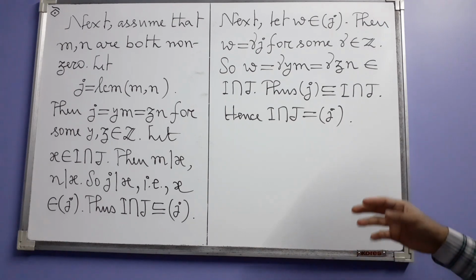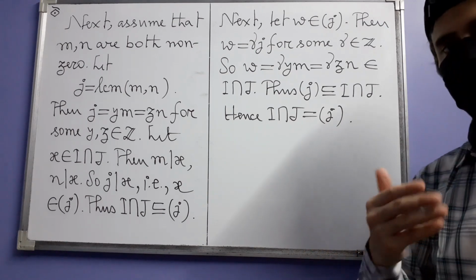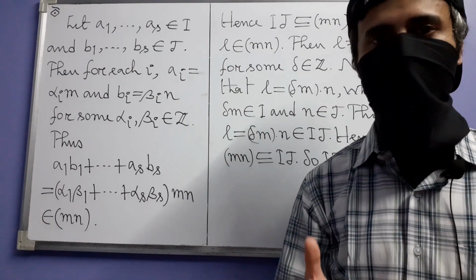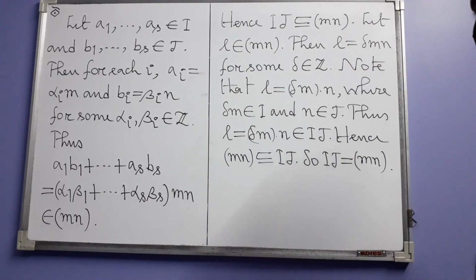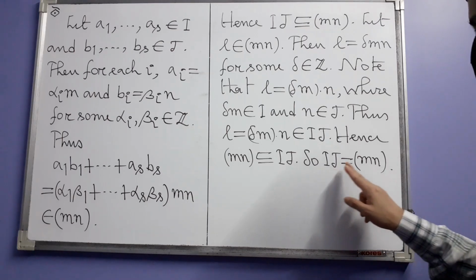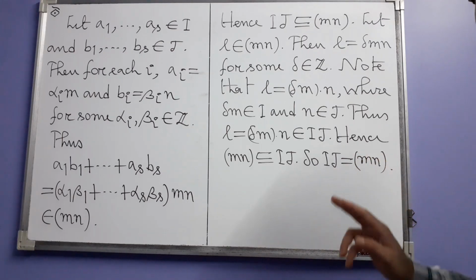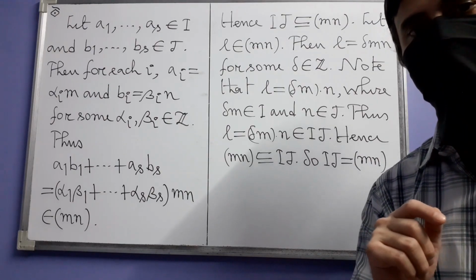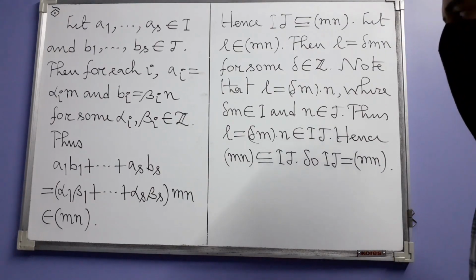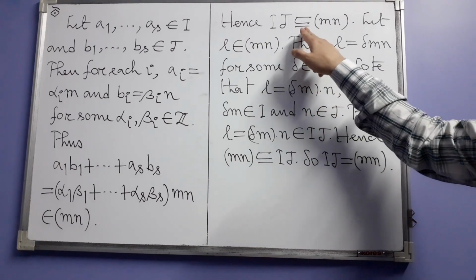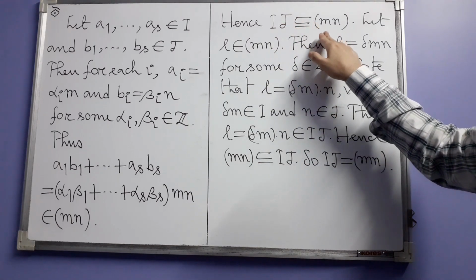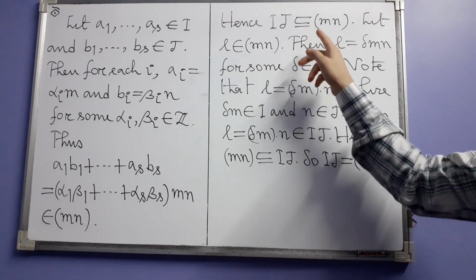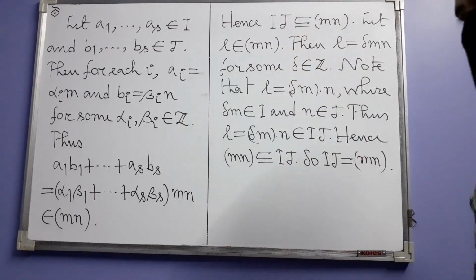Okay, and finally we have the product of I and J. So next we have the product IJ, and the claim is that IJ is equal to the principal ideal generated by the product mn of the integers m and n. So let us first prove this containment, that IJ is contained in this principal ideal. So we take a general element of IJ.